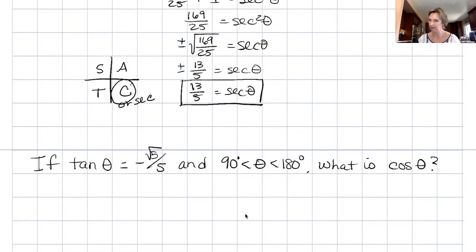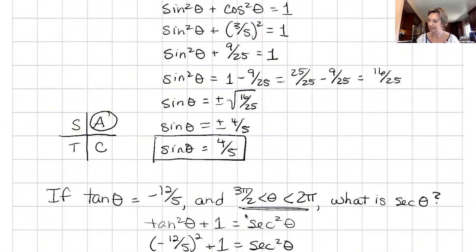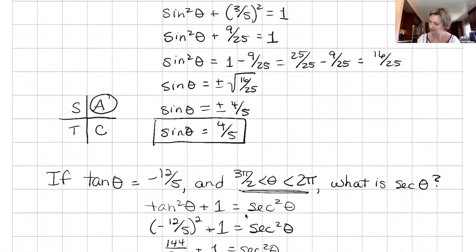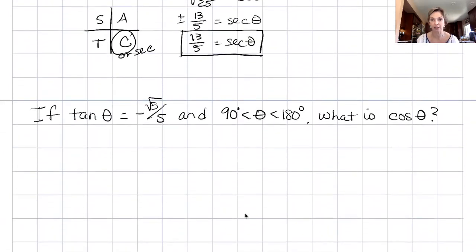But we don't have a Pythagorean identity up here that relates tangent and cosine in particular, right? We want a tangent and secant, or cosine and sine, but not one that actually relates tangent and cosine. So this one's going to be a little bit trickier. What we can do is we have a Pythagorean identity that relates tangent and secant. And then secant is the reciprocal of cosine. So we can use that one and solve for secant and then take the reciprocal. And that's what we're going to do.